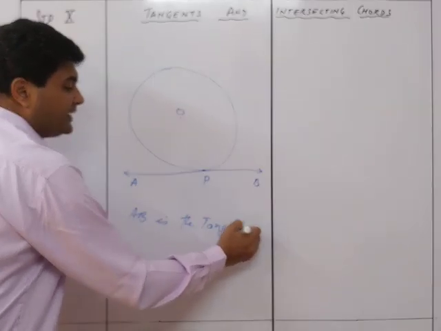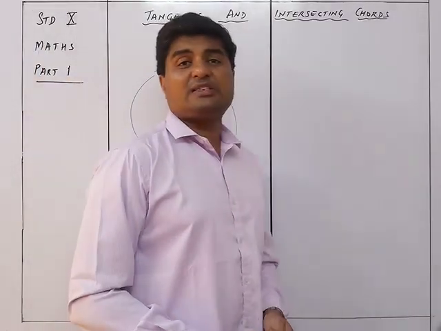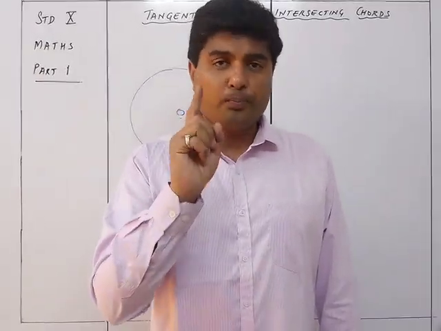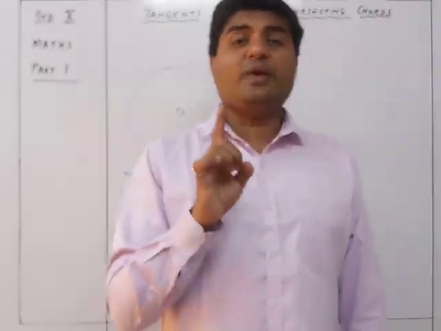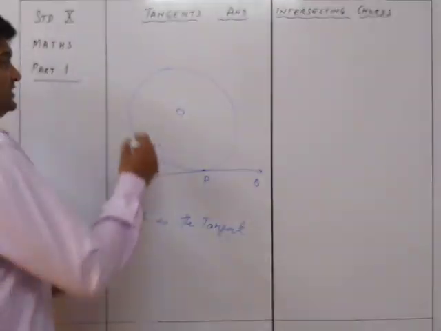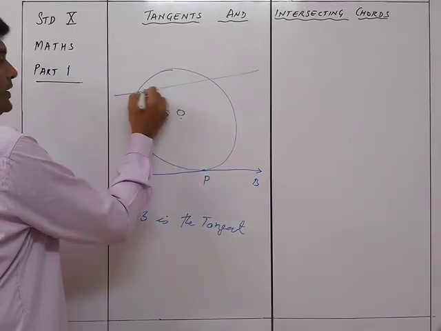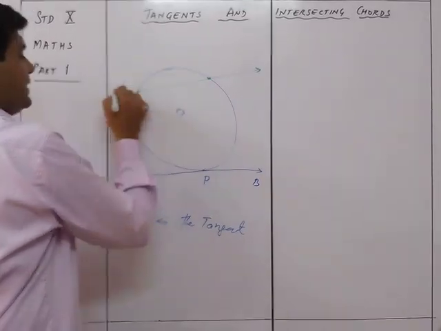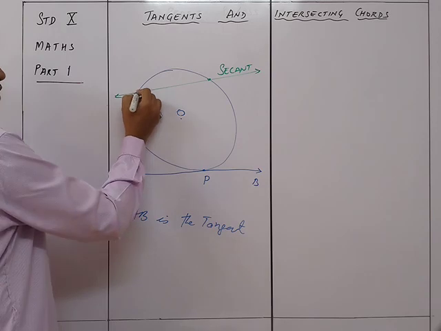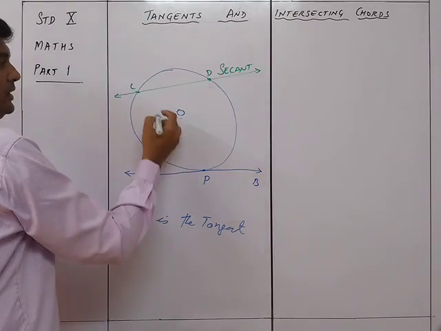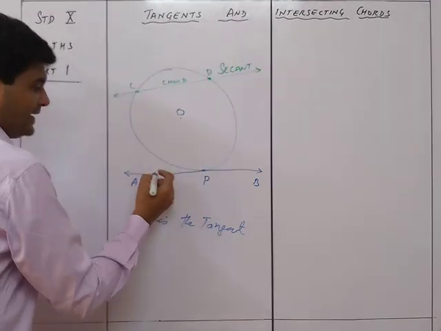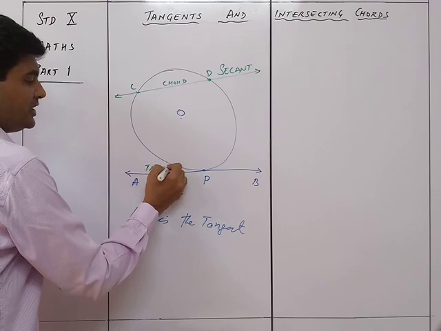So what is a tangent? A tangent is a line which is touching the circumference of the circle at only one point. Okay? When it touches the circle at only one point, then that line is called a tangent. Now if it is touching at 2 points, 1 point over here and 1 point over here, then this line is called a secant, which is forming a chord over here. This chord CD is formed over here. So this is a chord, but this line is called a secant, and this line is called a tangent. So tangent and secant.